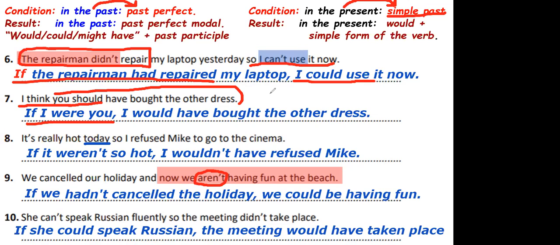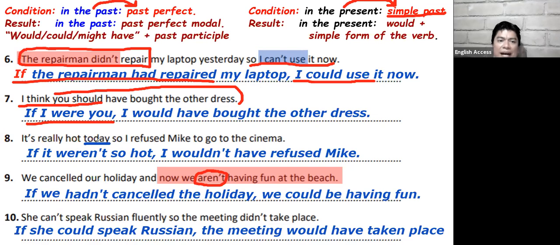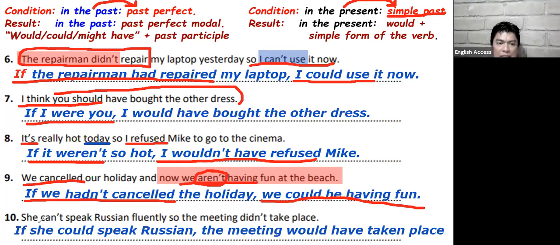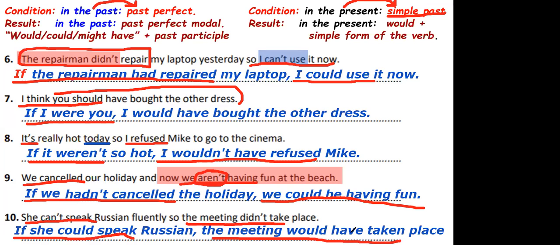Because she used had. And the next example, it's really hot today. So if it weren't. I refuse. I wouldn't have refused. We cancel, if we hadn't canceled. We aren't having. We could be having. She can't speak, if she could speak. The meeting didn't take place. The meeting would have taken place.